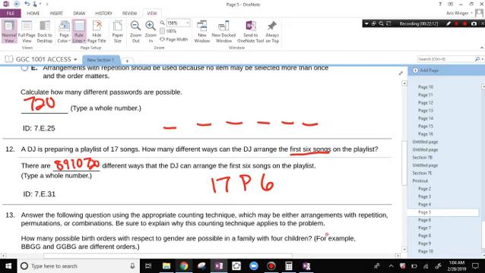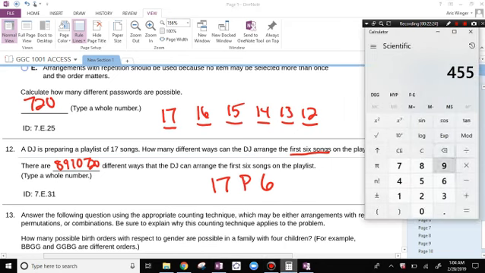Again, I think the other way to get it, of course, is that there's 17 songs to choose here, and 16, then 15, then 14, then 13, and then 12. Let's see if that gets you the same thing. Right, so then 17 times 16 times 15 times 14 times 13 times 12 gets you the same thing.